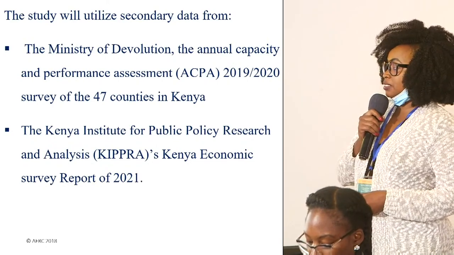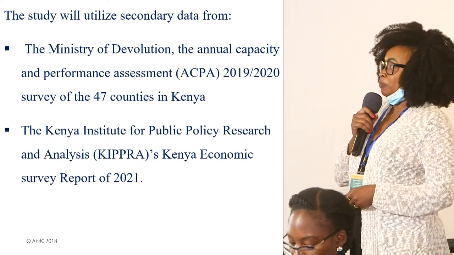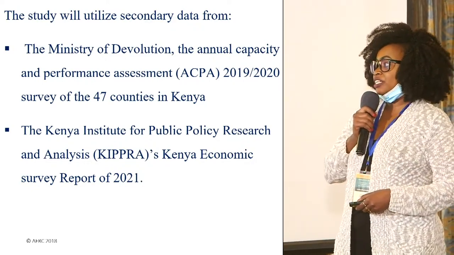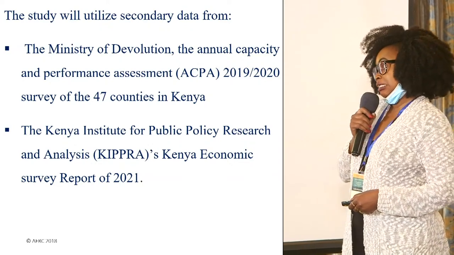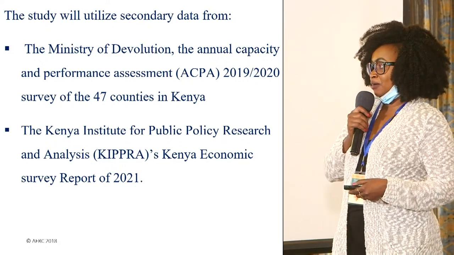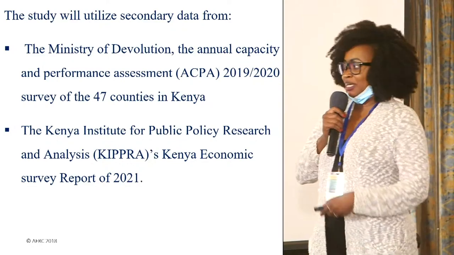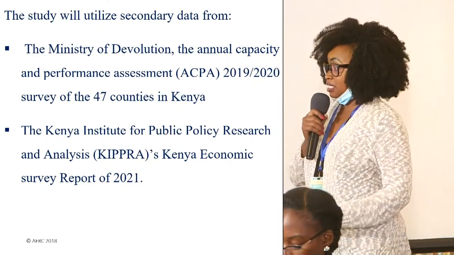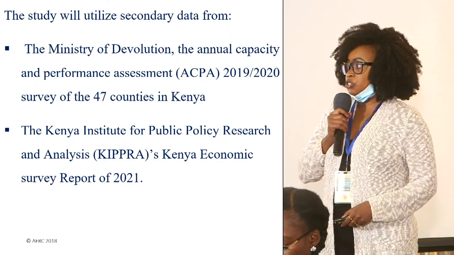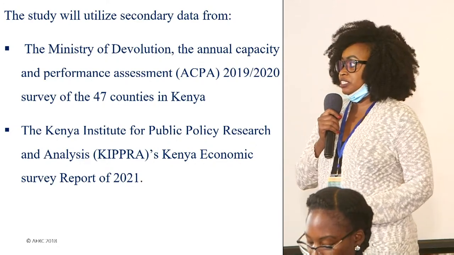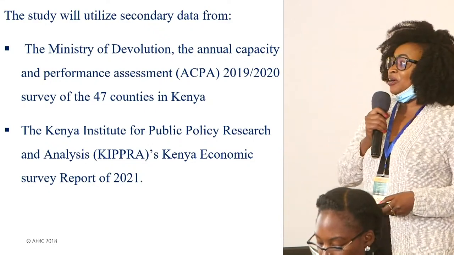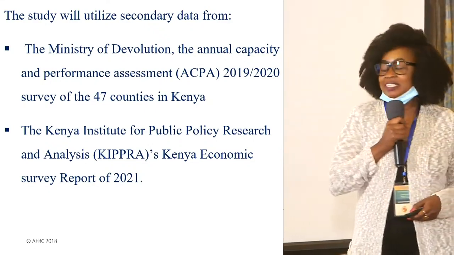We shall utilize secondary data from the Ministry of Devolution, the annual capacity and performance assessment. The current one is 2019-2020. But based on the question I'll ask after this, you will advise me if I have to use the past 4 years. I also have data for the past 4 years, a survey of the 47 counties in Kenya, and also data from the Kenya Institute for Public Policy Research and Analysis, KIPPRA. That is the Kenya Economic Survey Report of 2021.